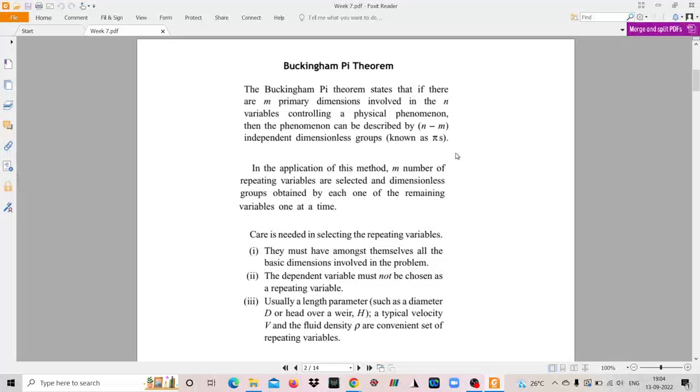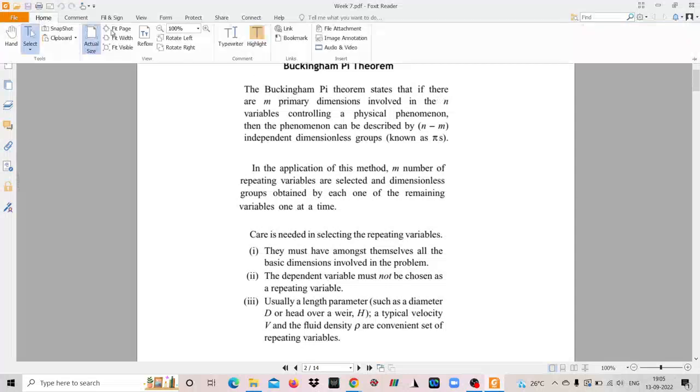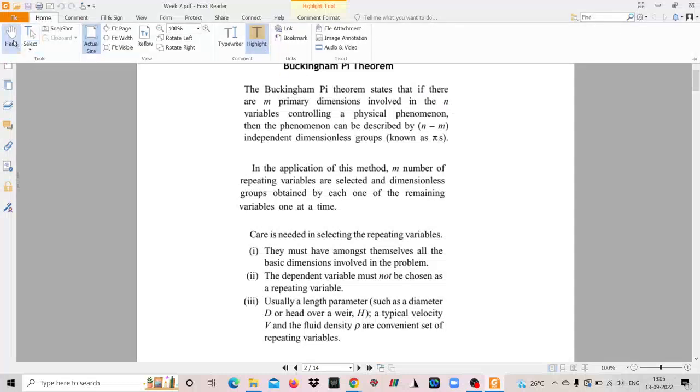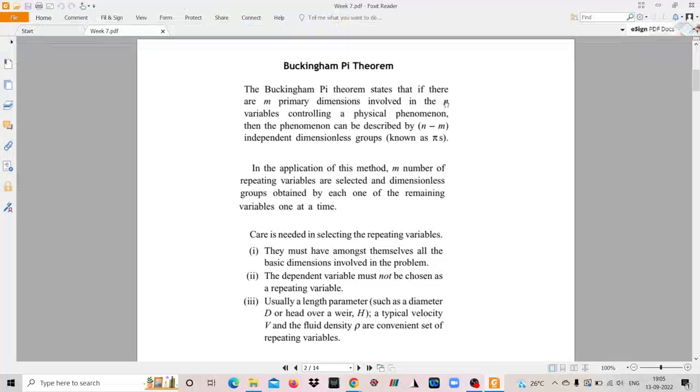So the first statement is that there are n number of variables, and out of these n variables, these variables are basically described by m number of primary or fundamental dimensions. Now, what are those primary or fundamental dimensions? These are mass, length and time, that is M, L and T.